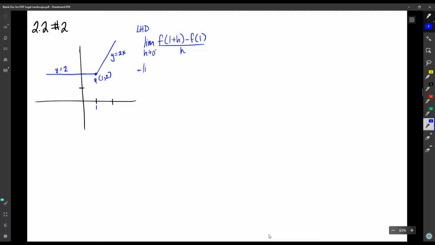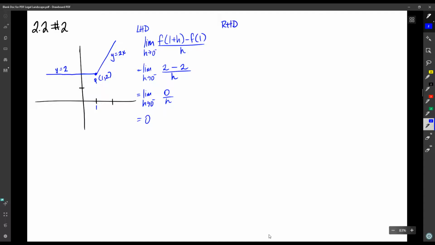Let's continue on. This becomes the limit as h approaches 0 from the left still. When we plug 1 plus h into the function y equals 2, well, we kind of get stuck. There is nowhere to plug that in. We just end up with the function 2 minus f of 1. Well, we're still using 2. This is over h. And so now we have the limit as h approaches 0 from the left of 0 over h, and this fraction is equal to 0. So the left-hand derivative is 0.